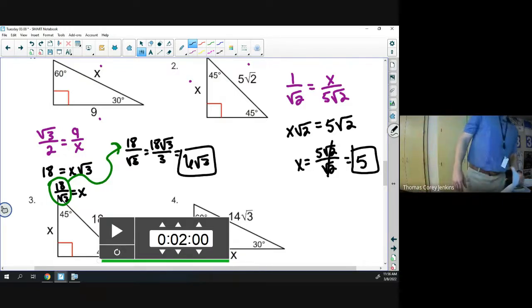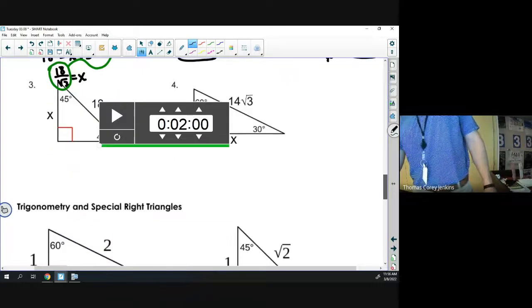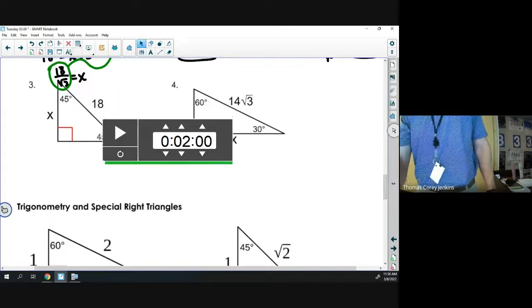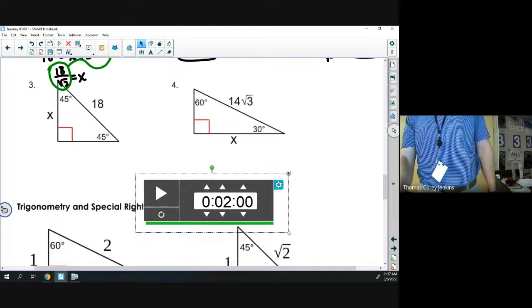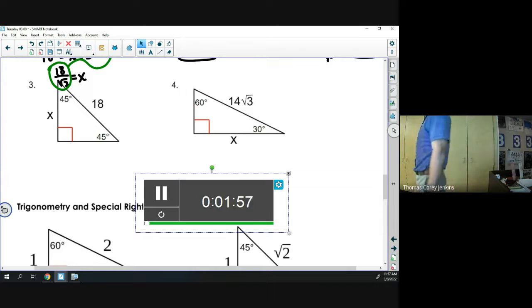All right, so I'm going to give you a couple minutes to get ahead of me, and you can make a proportion or try to solve more with mental math, but try to do 3 and 4. Okay, so 3, you're using the 45, 45, 90 model. 4, you're using the 30, 60, 90 model. Just give it a shot. Okay, be willing to try and fail here.